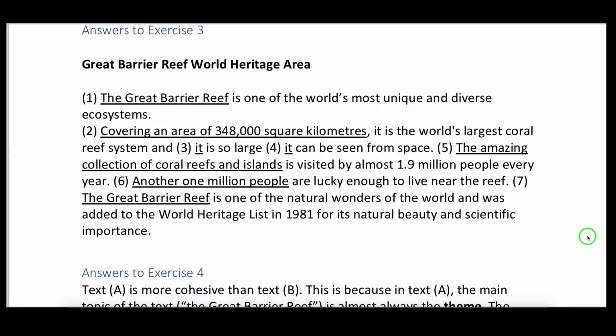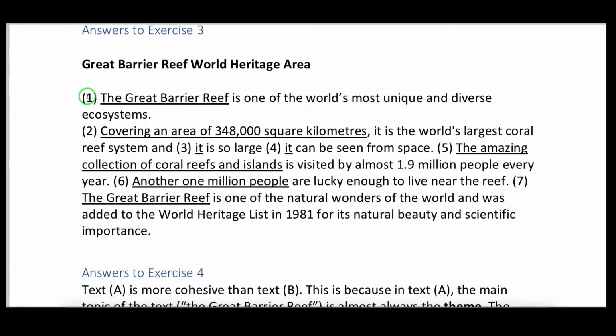In the third exercise here, you just had to choose the best theme to go into the sentence. So here are the answers. Most of these are fairly straightforward, I think. We start with the Great Barrier Reef here. So that tells us what this clause is going to be about. Now, we already have a clue about that because the Great Barrier Reef is in the title of that paragraph.